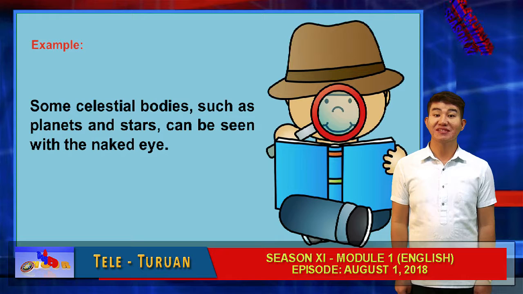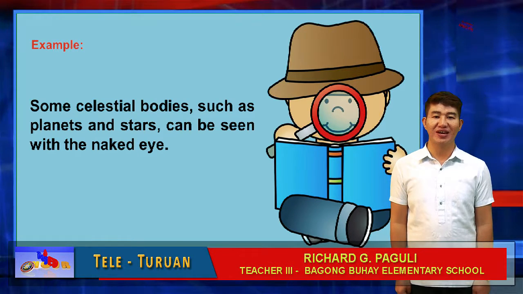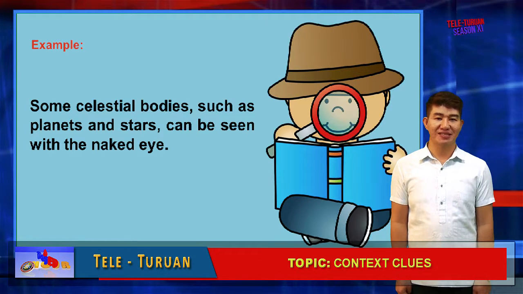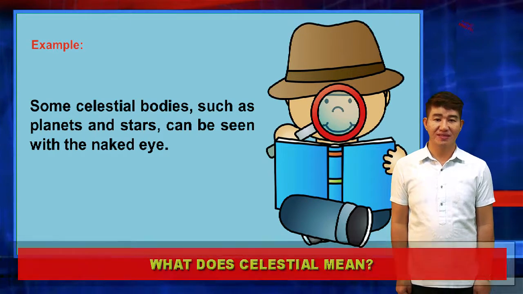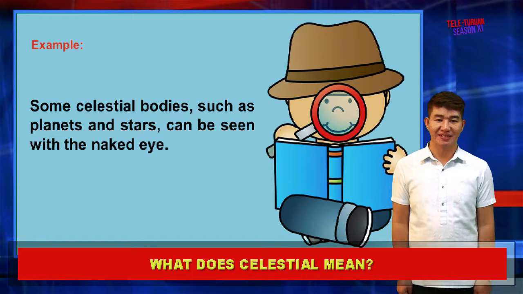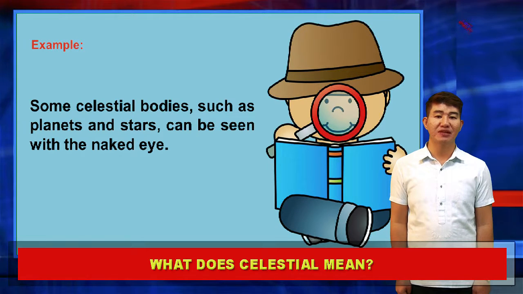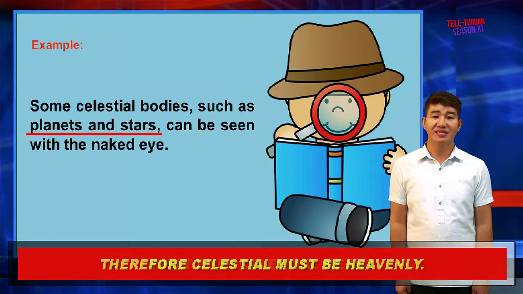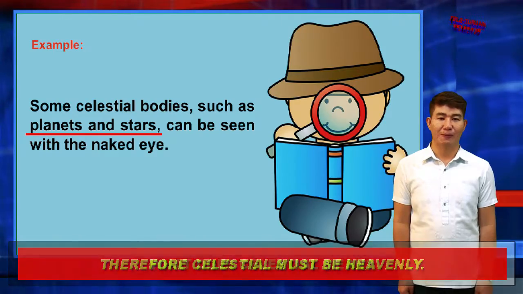Second, you'll see examples that help explain the word in question. This is very similar to finding the definition. Look at this sentence. Some celestial bodies such as planets and stars can be seen with the naked eye. What does celestial mean? This time, the definition is not in the sentence, but we do have examples of what it means. In the sentence, the examples of celestial bodies stated are planets and stars. Therefore, celestial must mean heavenly, and those examples help us figure it out.